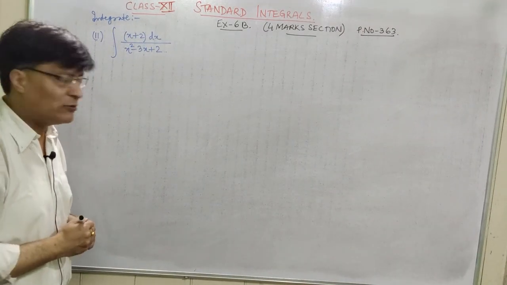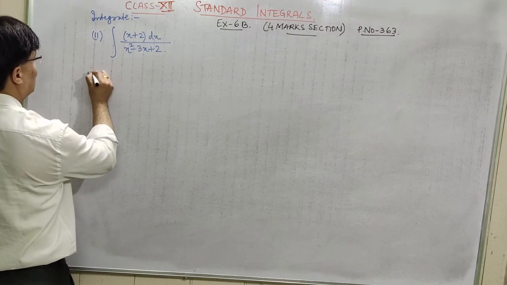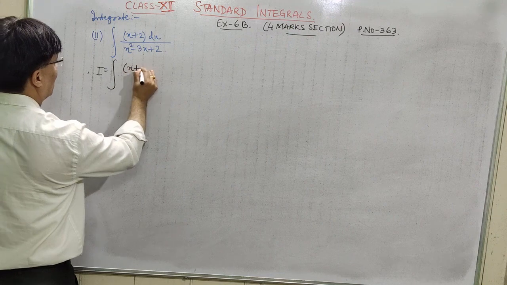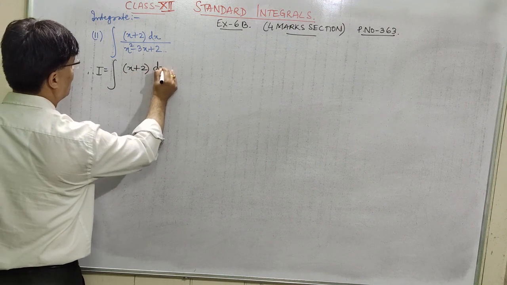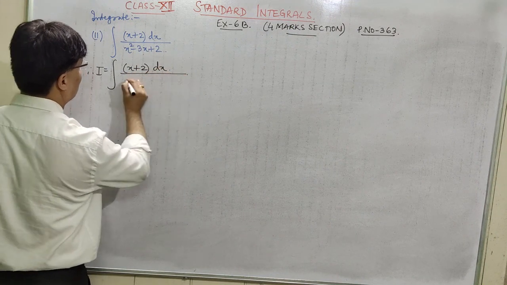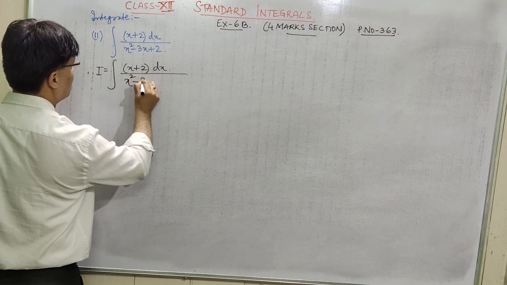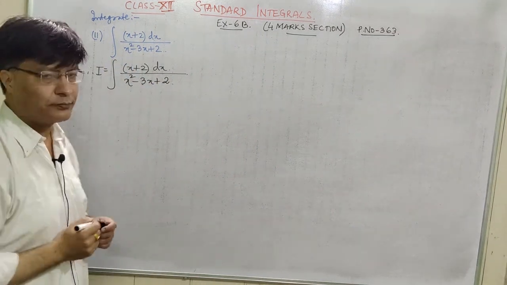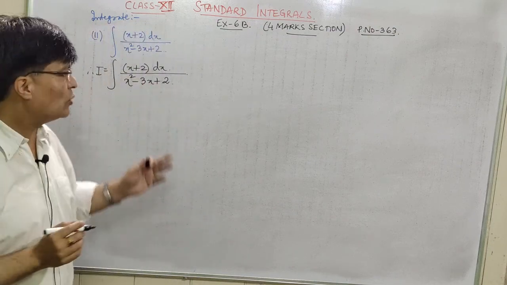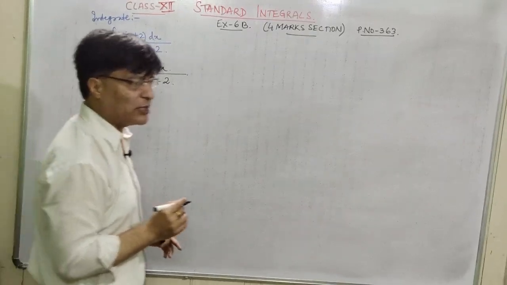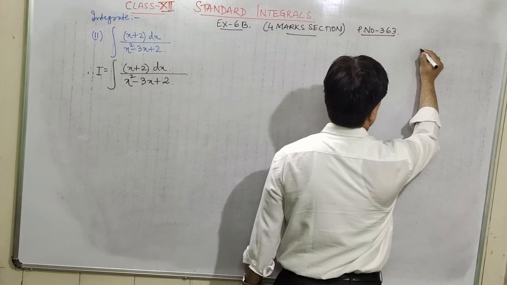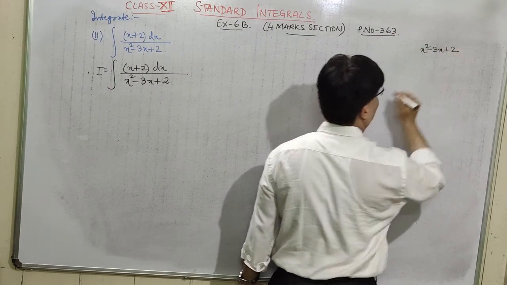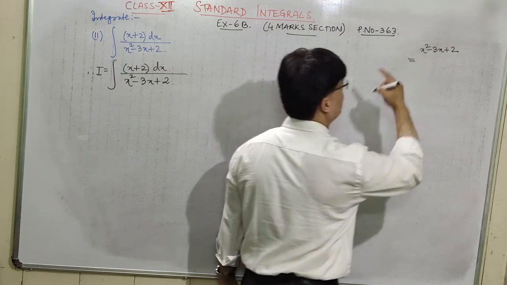So is that understood now? So let us write it first as I is equal to integration of x plus 2 bracket close dx divided by x square minus 3x plus 2. Is that clear now? So I think you can factorize this denominator. You can factorize it. So it is x square minus 3x plus 2. Let us factorize it by middle term breaking.